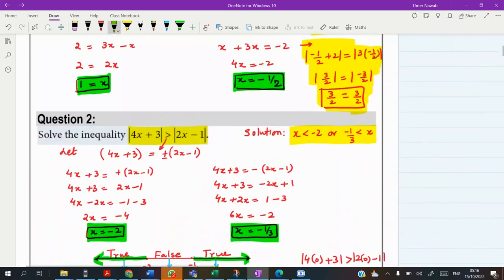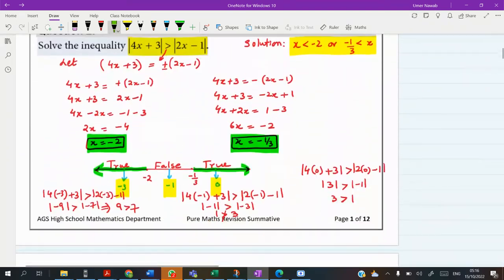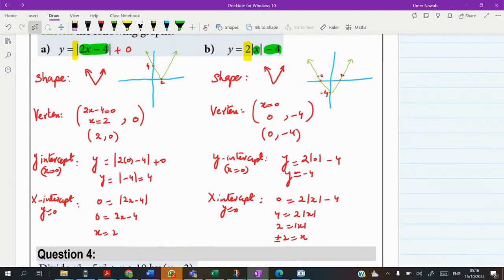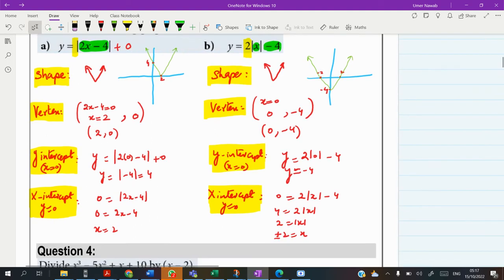So the revision for absolute equation, inequality, and the sketches is done. What are the things needed here for sketches? You need to know the shape, you need to know the vertex, y-intercept, x-intercept. If you know these 4 things, you can make a very perfect sketch for absolute functions.